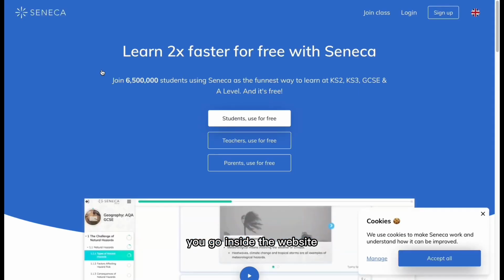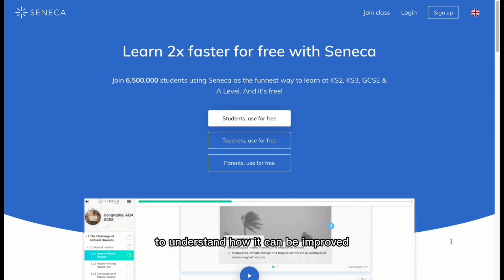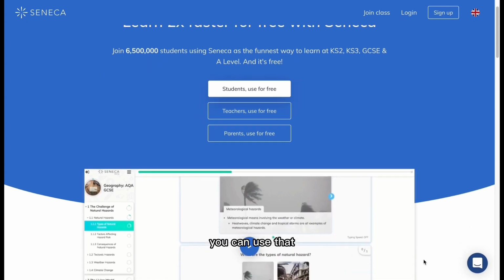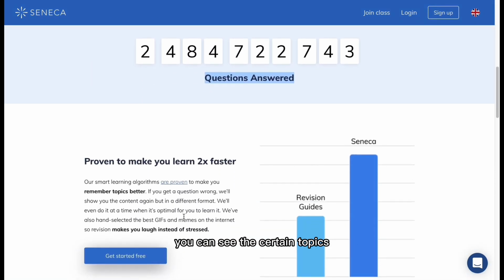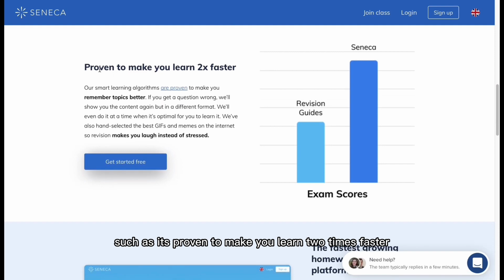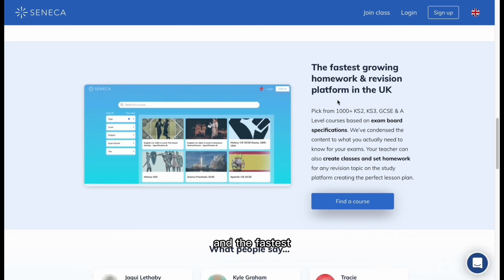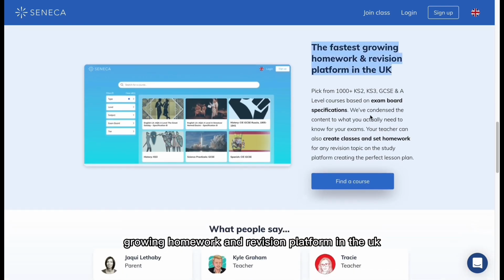So you go inside the website, and you can see over here, you can allow them to use cookies to understand how it can be improved. You can use that, and you can see over here, there are some questions answered every single day. You can see certain claims, such as it's proven to make you learn 2 times faster, the fastest growing homework and revision platform in the UK.